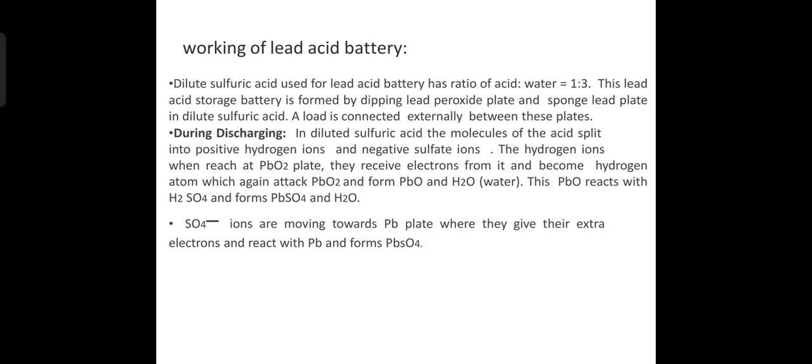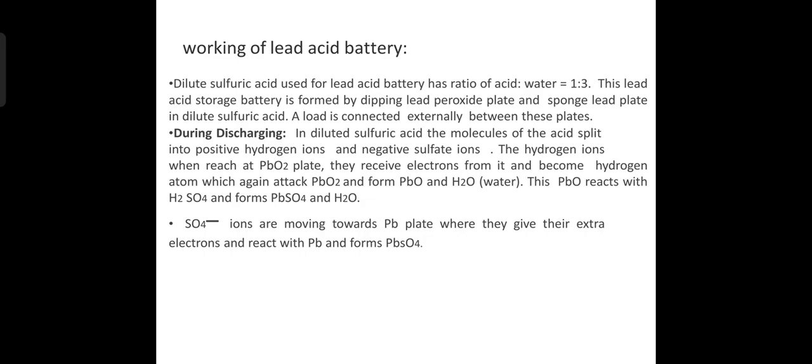So what is the working? The dilute sulfuric acid used for a lead acid battery has an acid to water ratio of 1:3. This lead acid storage battery is formed by dipping lead peroxide plates and sponge lead plates in dilute sulfuric acid. A load is connected externally between these plates.